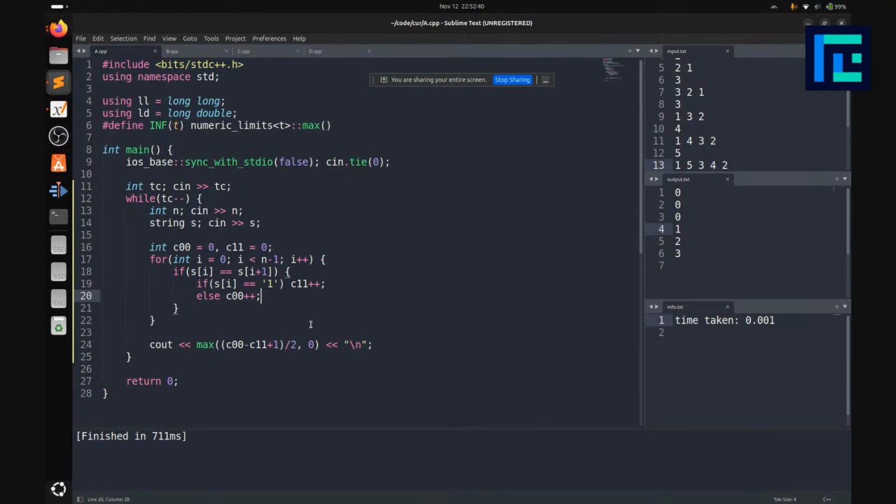Okay. So we just take in n and the string s. We count the 0 0 and 1 1 in the string. So here we're doing that. And then finally we just print this one line answer. Count 0 0 minus count 1 1 plus 1 whole divided by 2 comma 0, right?